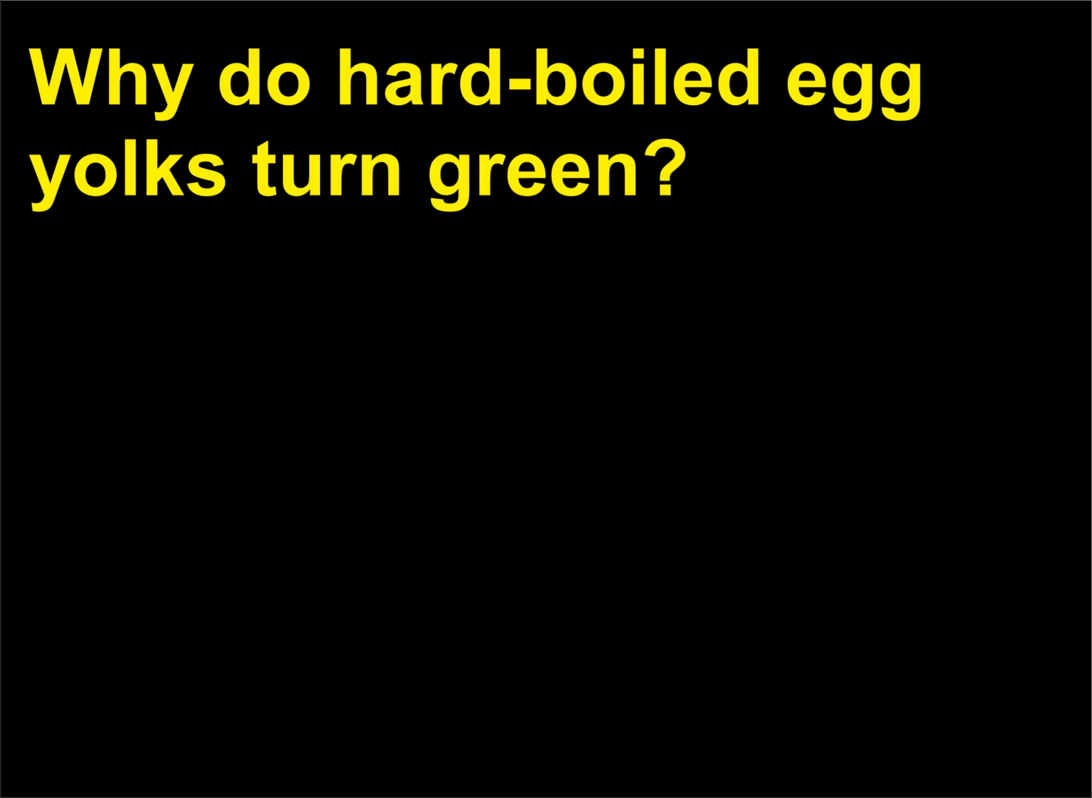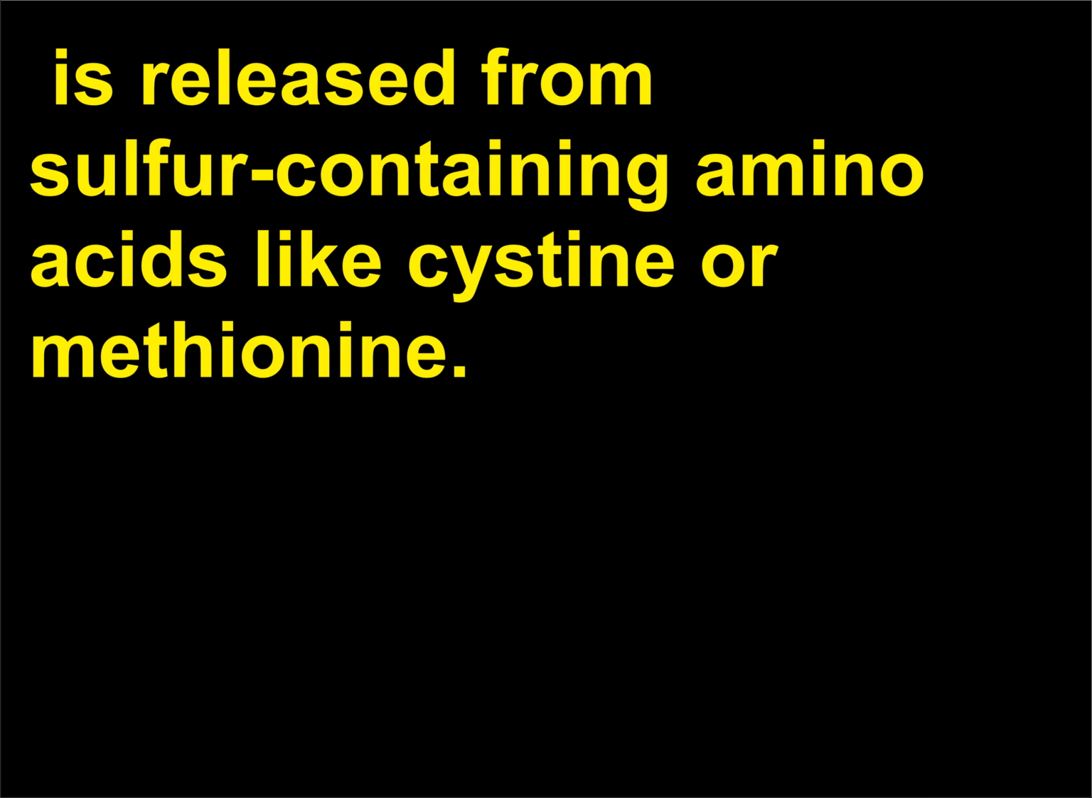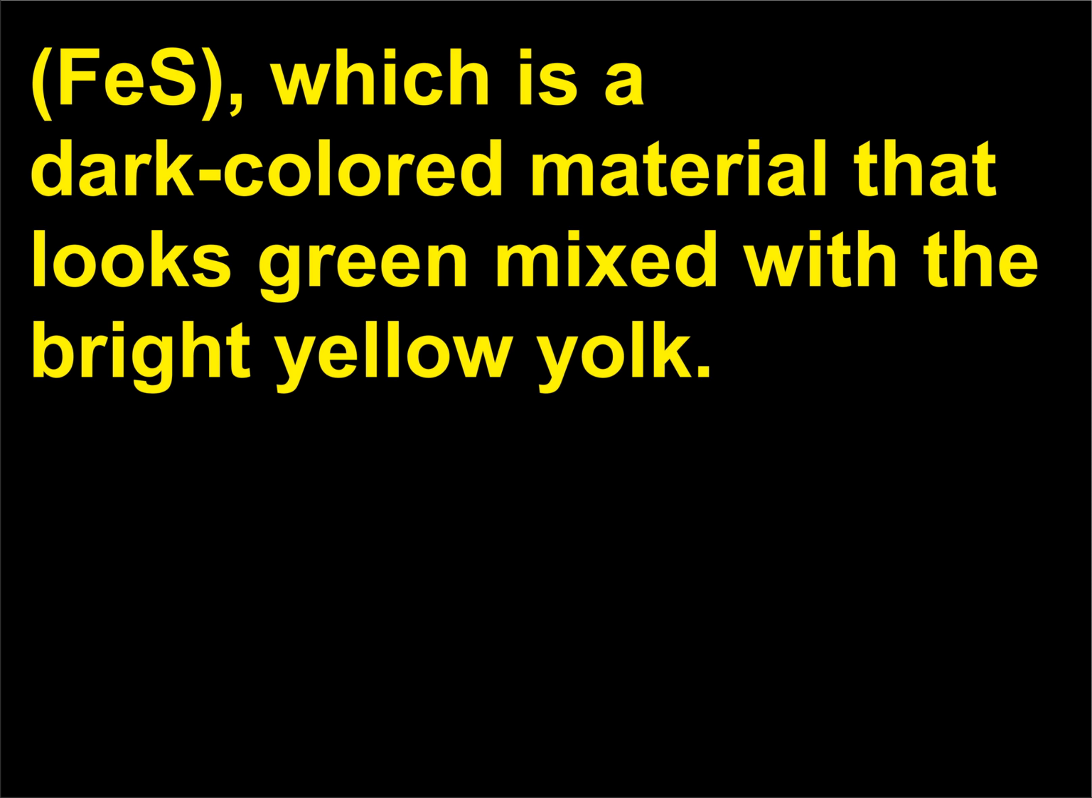Why do hard-boiled egg yolks turn green? When egg whites cook, a small amount of hydrogen sulfide, H2S, is released from sulfur-containing amino acids like cysteine or methionine. If the H2S migrates to the yolk, it combines with iron atoms to produce ferrous sulfide, FeS, which is a dark-colored material that looks green mixed with the bright yellow yolk.